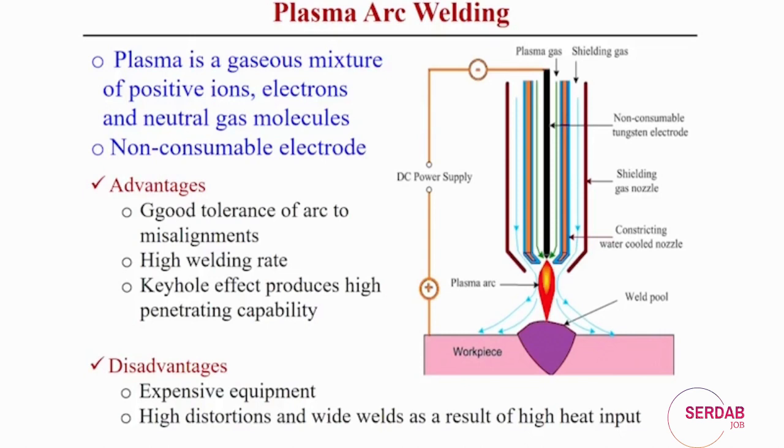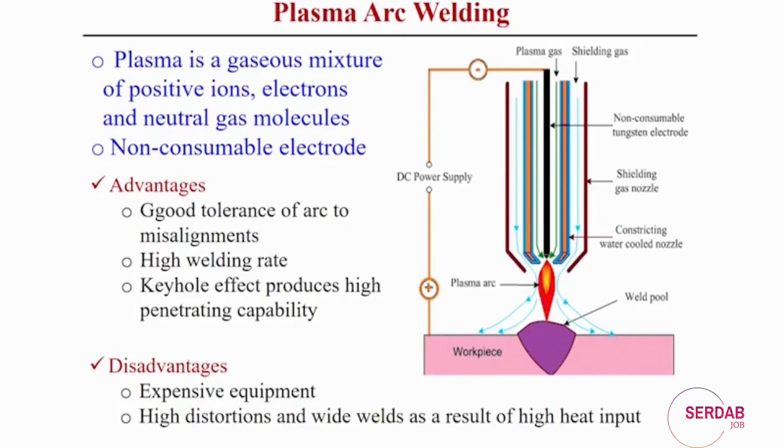But in terms of disadvantages, the equipment is expensive compared to other welding processes, though expensive is a relative term here. Probably it is expensive as compared to the gas tungsten arc welding process. There is also high distortion and a wide weld as a result of high heat input. If there is a requirement of high input, then it can produce high distortion, and a wider weld pool can also be produced.